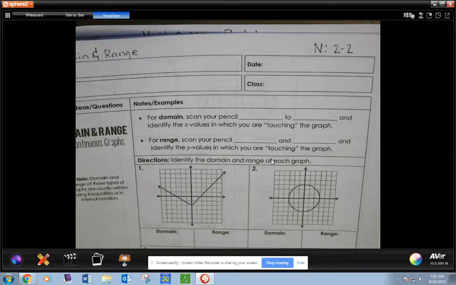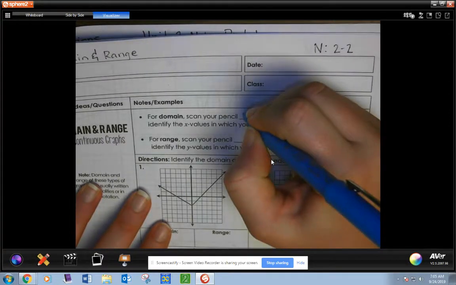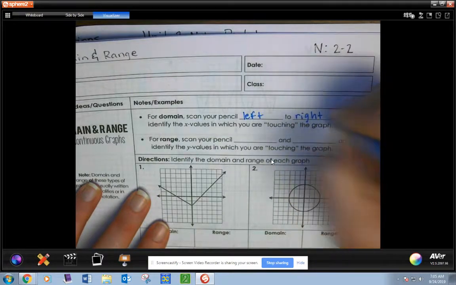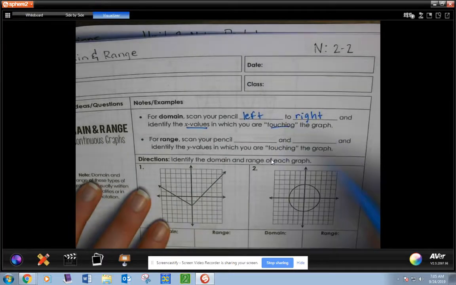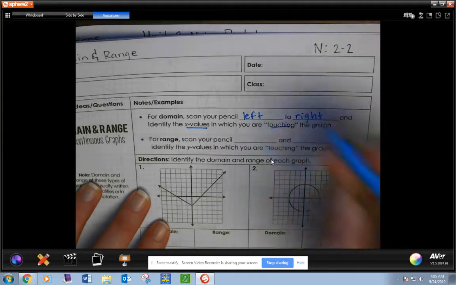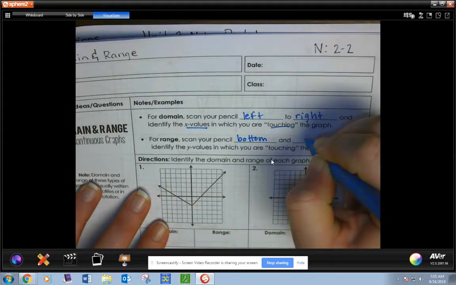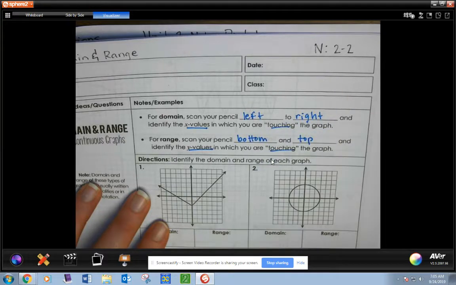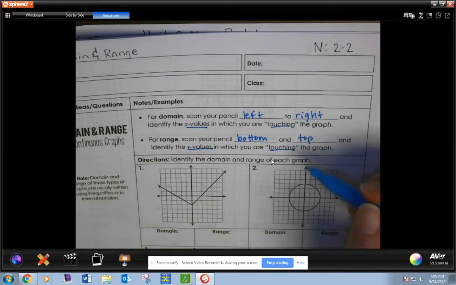So a couple of important things. For domain, you want to scan your pencil left to right and identify the X values where you are touching the graph. For range, you want to scan your pencil, and I go bottom to top and identify the Y values where you're touching the graph. The reason we go left to right and bottom to top is because that keeps it the small number first and then the big number last.